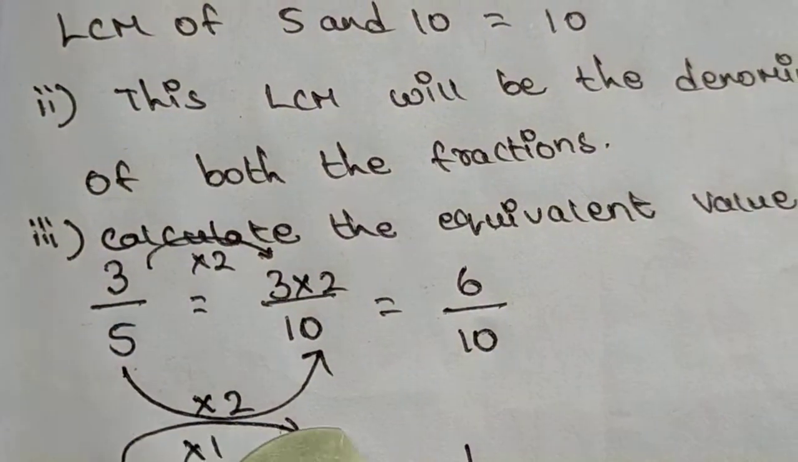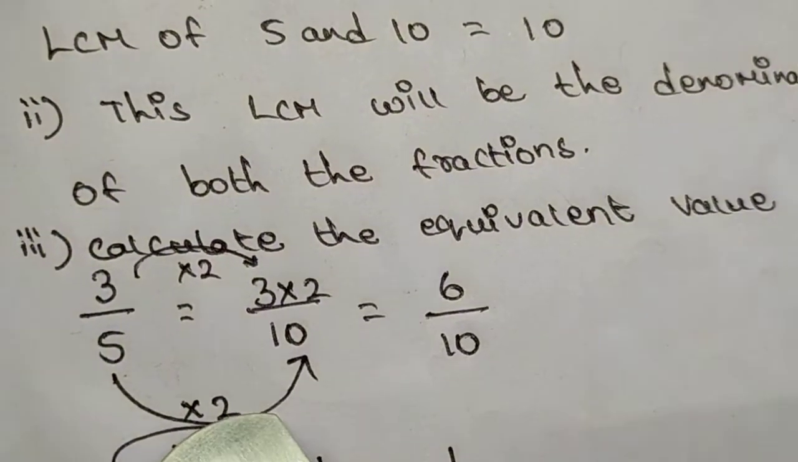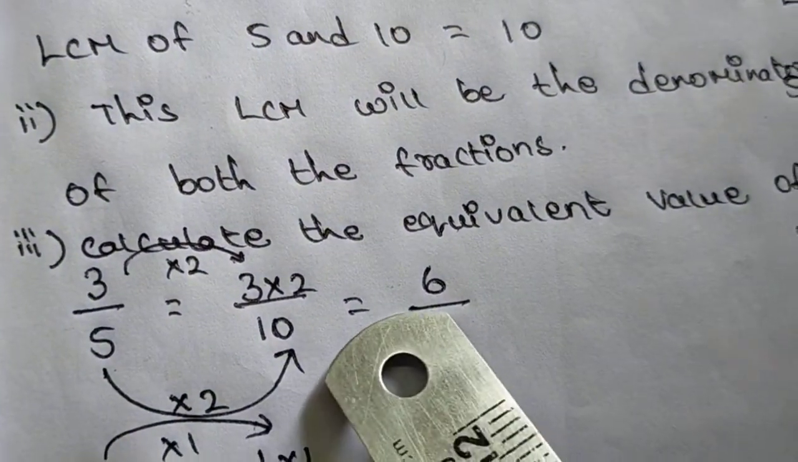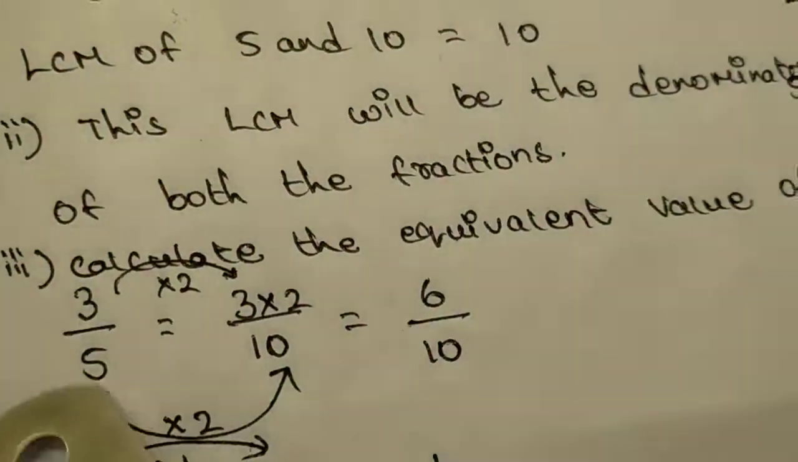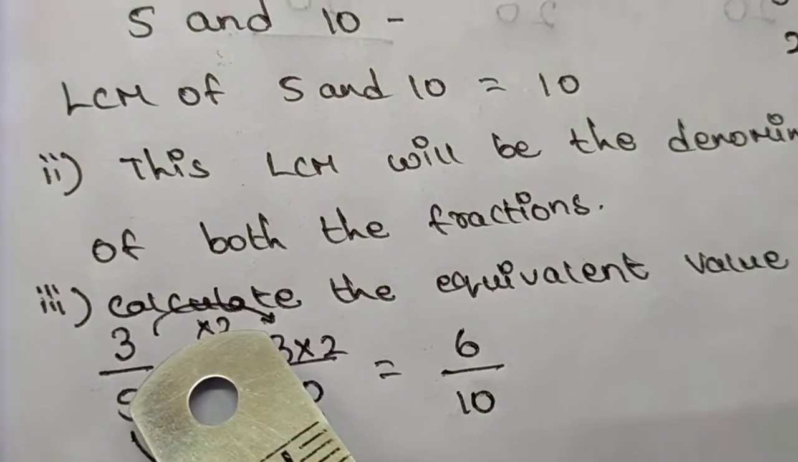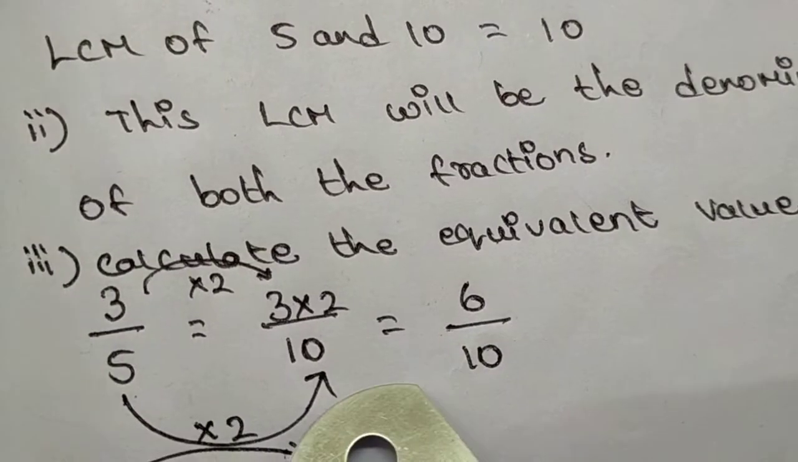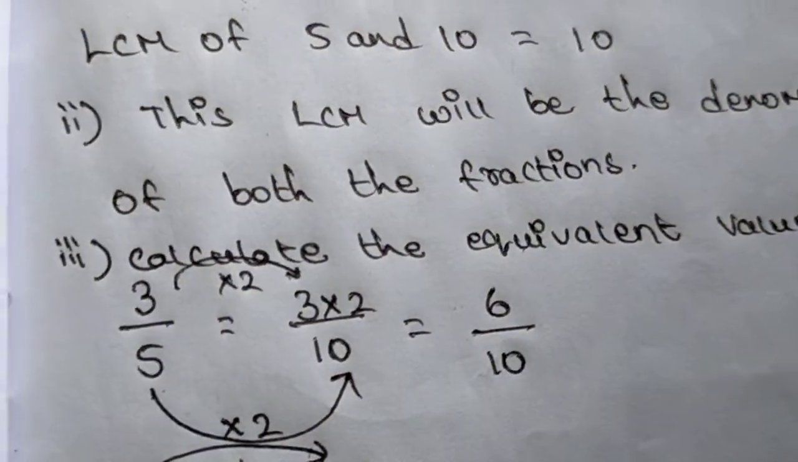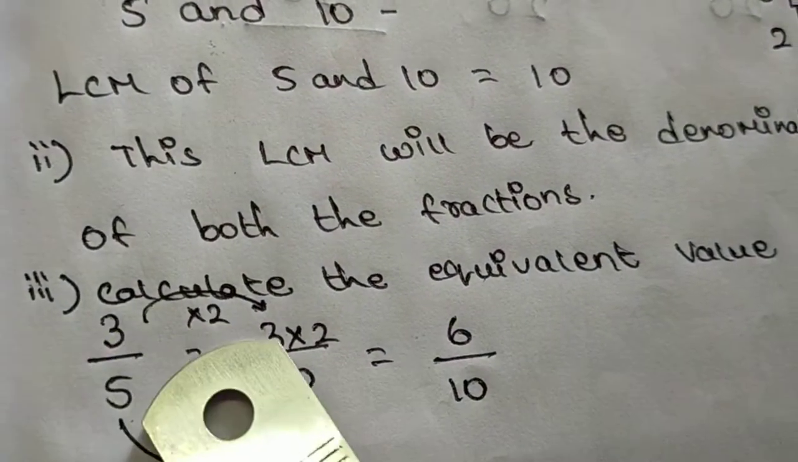Now 5, how many times if you multiply will it become 10? In the 5 table, when will you get 10? 5 twos are 10. That means 5 into 2 is 10. Now the numerator also you have to multiply with the same number, so you have to multiply the numerator also with 2.